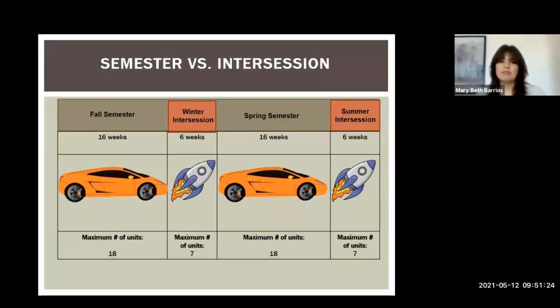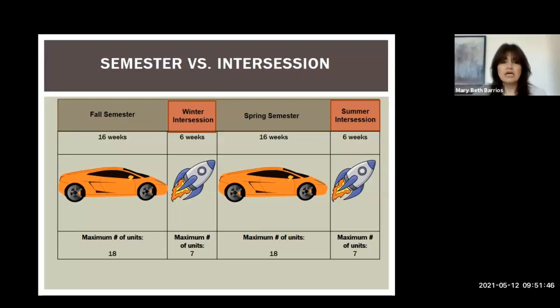So this is just an example to give you an idea of what a semester looks like in comparison to the intersession. So you can see we have fall and spring semesters, which are 16 weeks. And then in between fall and spring, we have a winter session. And between spring and fall, we have the summer intersession.